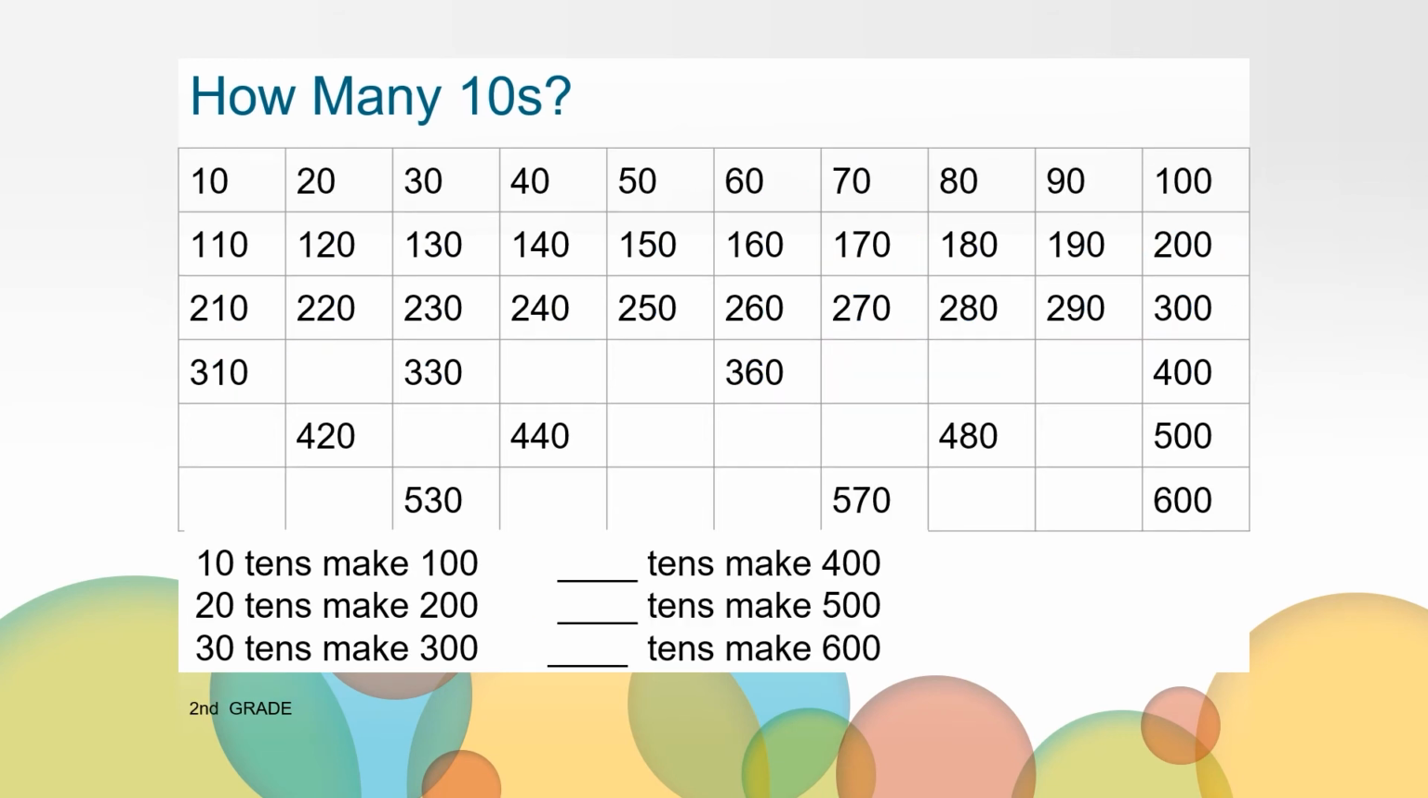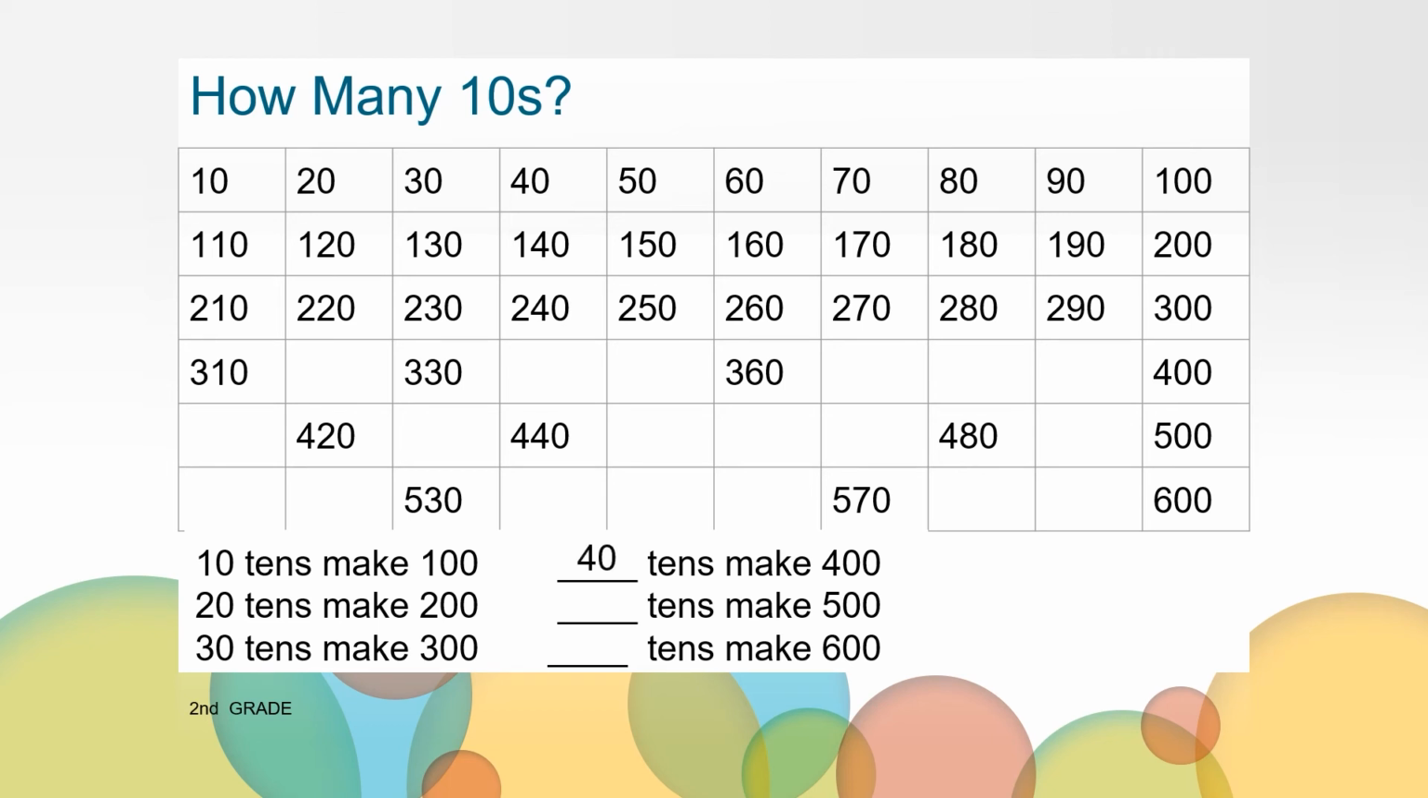Here is our number chart up to 600. It would be a good idea for you to practice counting by tens starting at different hundreds, but we are going to continue looking for our patterns of tens. So far we have figured out that 10 tens make 100, 20 tens make 200, 30 tens make 300, so how many tens do you think make 400?